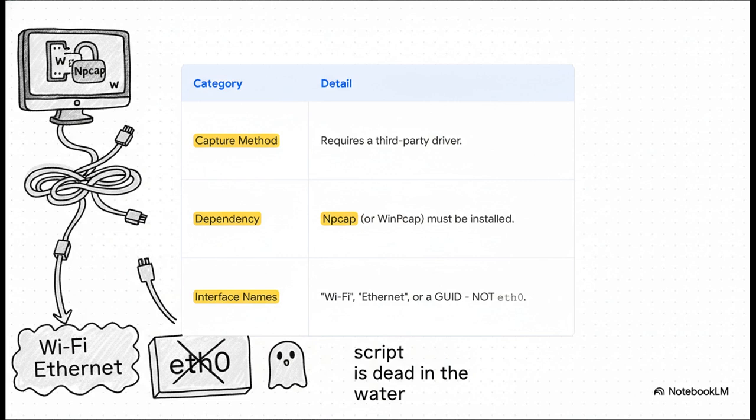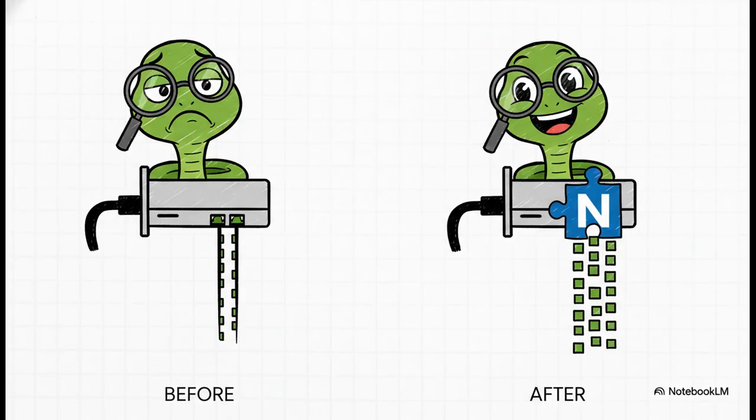And just like on macOS, you've got to pay attention to the interface names. They're friendly names like Wi-Fi, not ETH0. Let me be absolutely crystal clear on this one. You could have the most beautifully written Python script in the world, but if you run it on a standard Windows machine, it will appear to run and it will see exactly 0 packets. Nothing. You have to install the NCAP driver first. It is, without a doubt, the #1 reason this kind of script fails on Windows.